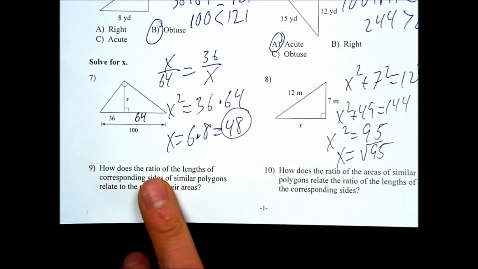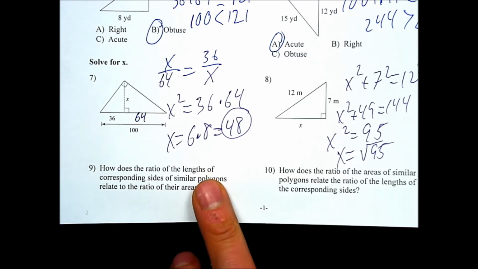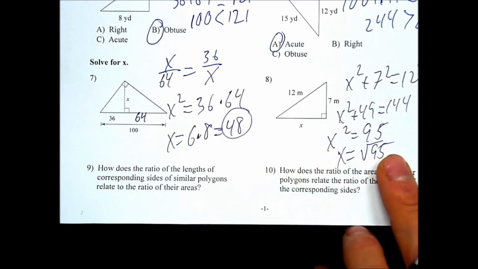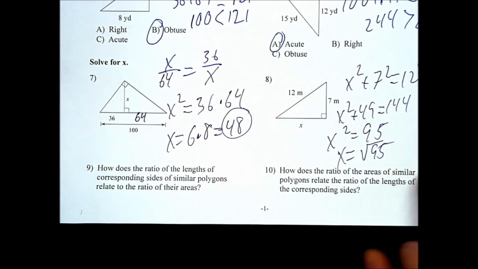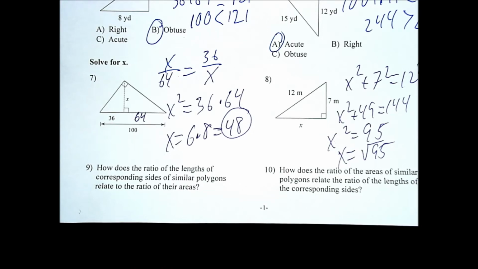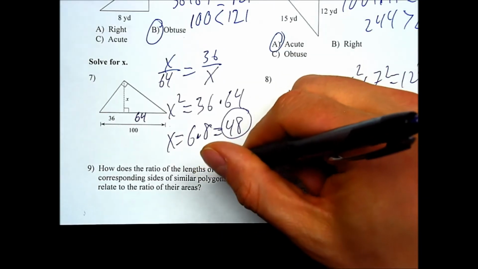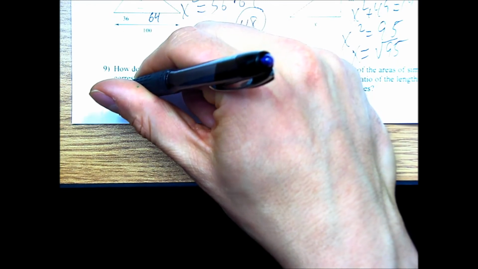So how does the ratio of the lengths of corresponding sides of similar polygons correspond to the area, and how does the ratio of the areas of similar polygons relate to the corresponding lengths? So in other words, we'll just do a couple of samples here. If the lengths are a ratio of 3 to 2, the area is the square of that, 9 to 4.